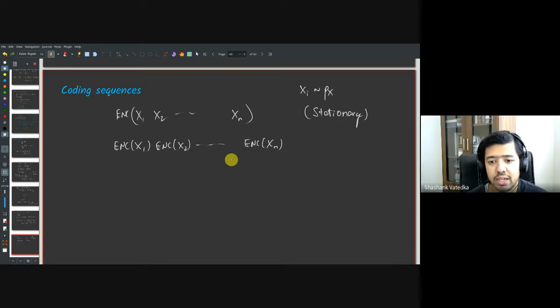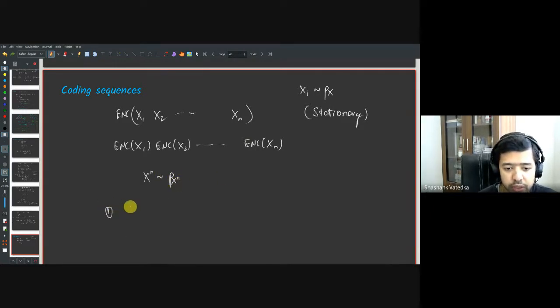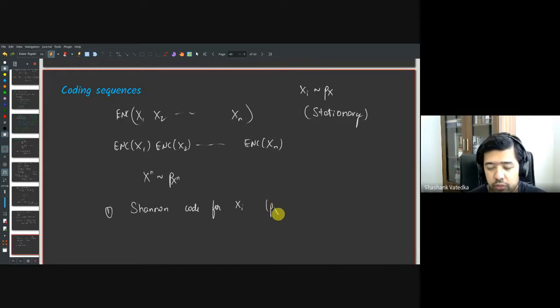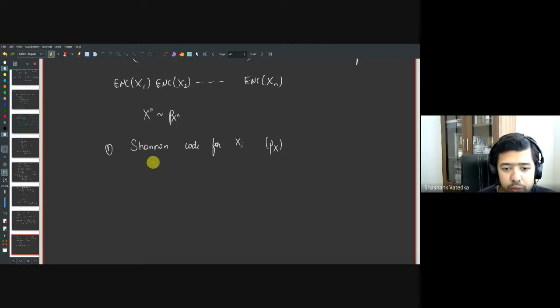But if I didn't care about computational complexity, I could also encode groups of symbols. I design a code for the entire sequence itself, so xn is distributed according to pxn, and I design maybe a Shannon code according to this particular probability distribution. So approach number one is you design a Shannon code for each xi separately, corresponding to the distribution px, and then do symbol-wise encoding. By that I mean that we just concatenate the encodings of the individual symbols.